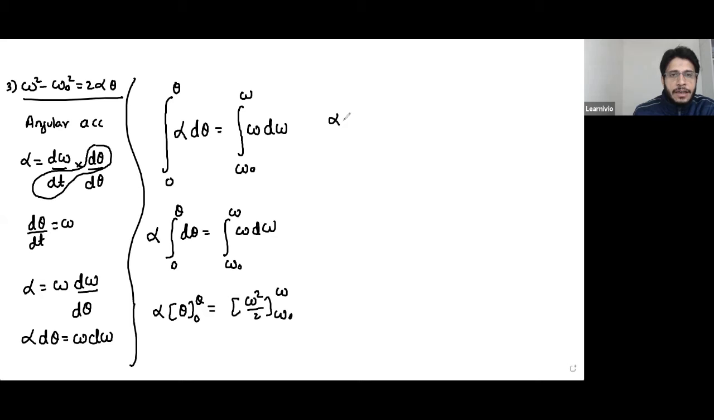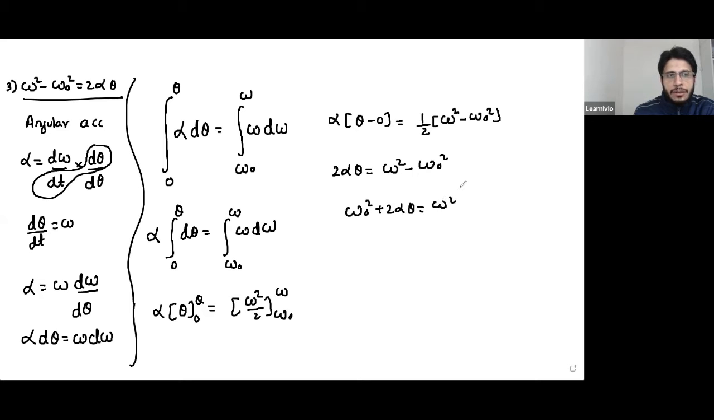Next, you can write alpha times theta minus 0, this is 1 by 2, omega square minus omega naught square. You can just multiply this 2 to the left hand side. So it's 2 alpha theta is omega square minus omega naught square. Take omega naught square to the other side, so it's omega naught square plus twice alpha theta is omega square. So that's your third equation.